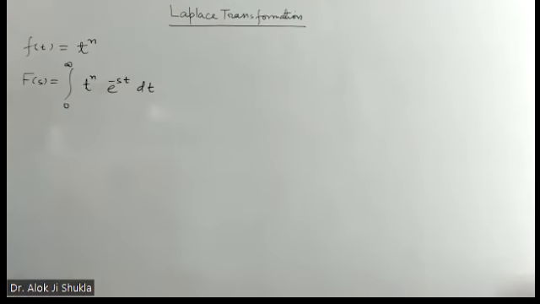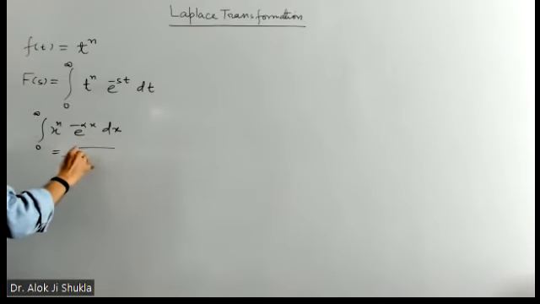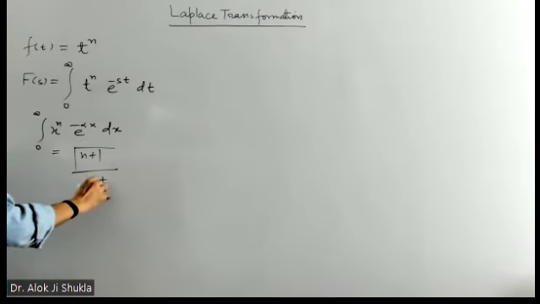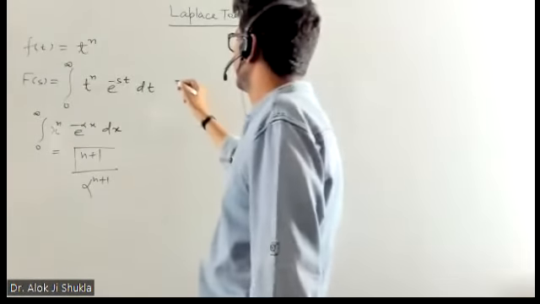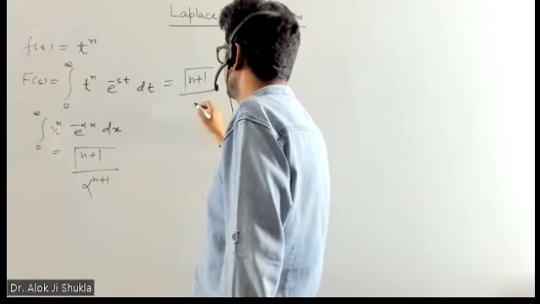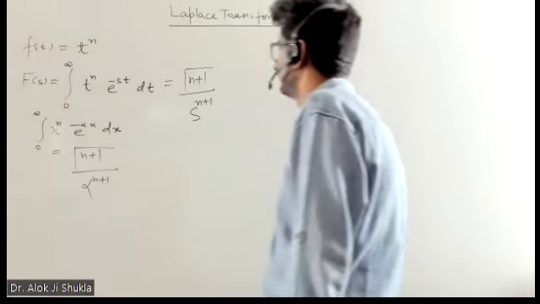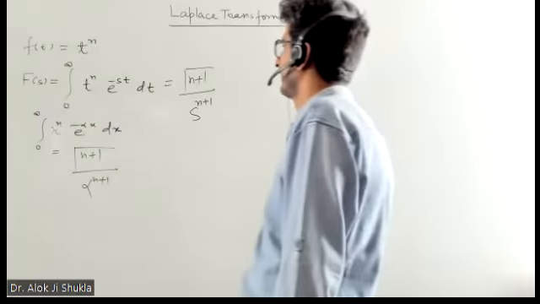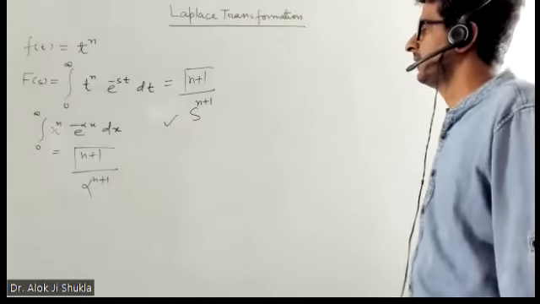What do you know about the integral from 0 to infinity of x to the power n e to the power minus alpha x dx? It is gamma of n plus 1 over alpha to the power n plus 1. This is the gamma integral that you have to use. So now apply this. This will become gamma n plus 1 over s to the power n plus 1, where alpha is s. So this is the Laplace of t to the power n that will be used very much.